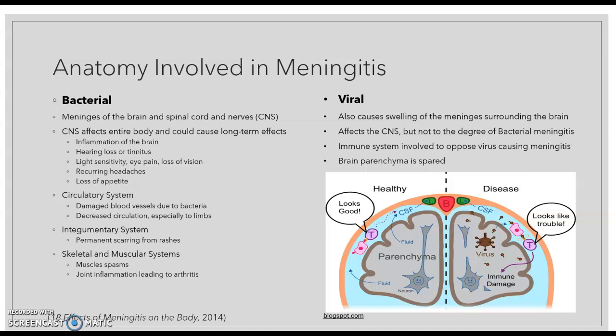And what the brain parenchyma is, it's functional tissue of the brain that consists of neurons and glial cells. Its function is to transmit messages back and forth between the sensory organs and the brain and CNS. So sparing of the parenchyma in viral meningitis is why you don't see the same systemic effects as you do with bacterial meningitis.